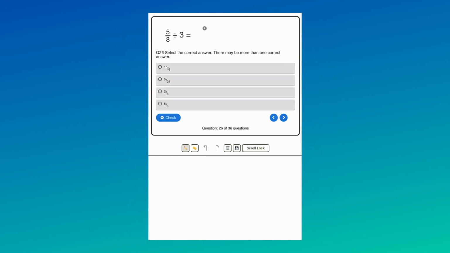Question 26. 5/8 divided by 3. Now, I know that when I divide by 3, that is the same as multiplying by a third. So I can do 5/8 times a third. Now I can just multiply my numerators. 5 times 1 is 5. And I can multiply my denominators. 8 times 3 is 24. So my answer is 5/24.